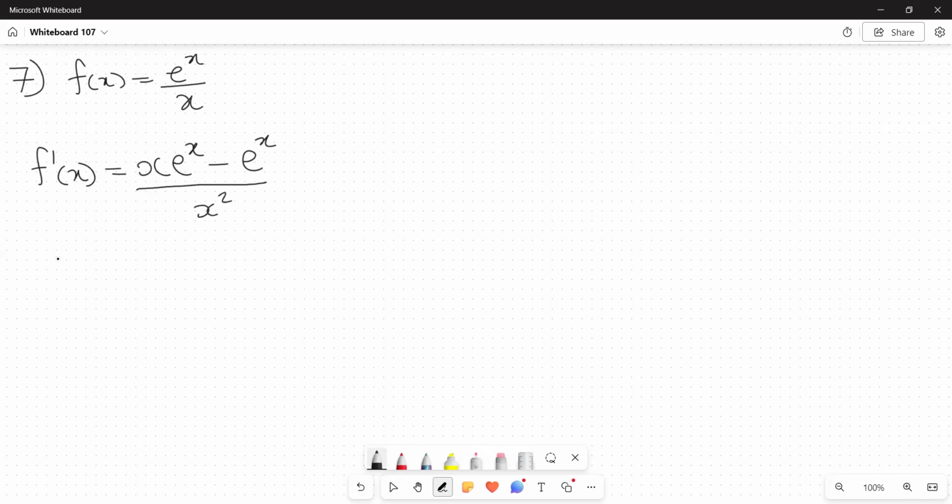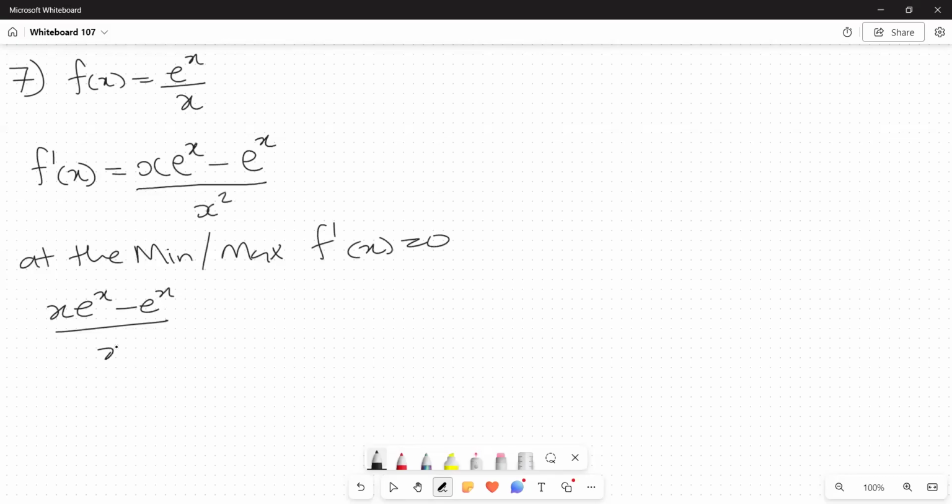Okay, then we know that at the minimum or the maximum, f prime of x is equal to 0. So this means that x e to the power of x minus e to the power of x over x squared is equal to 0. That means x e to the power of x minus e to the power of x is equal to 0. So here, e to the power of x is a common factor. Take it out, with x minus 1 is equal to 0.